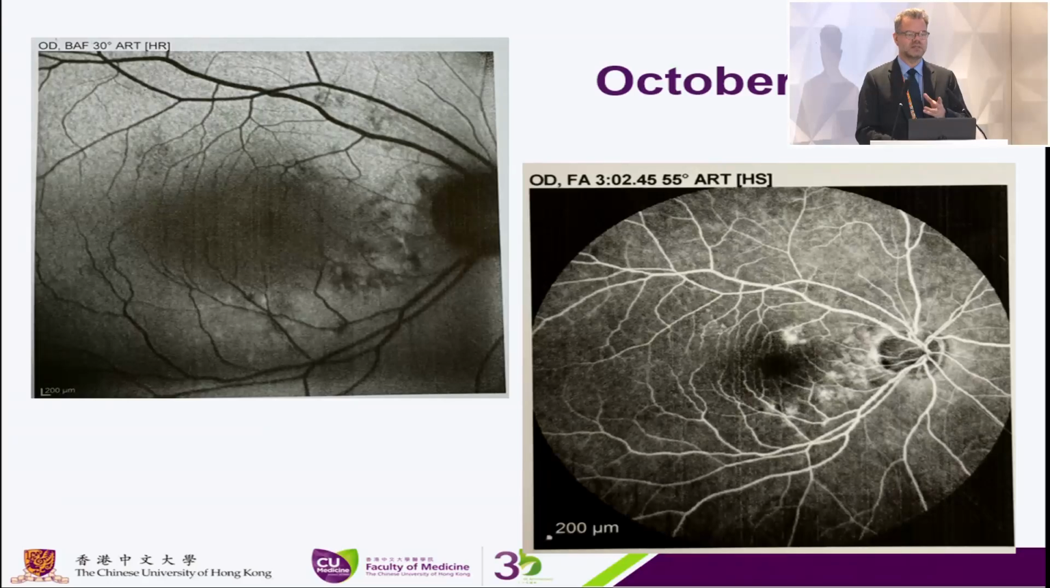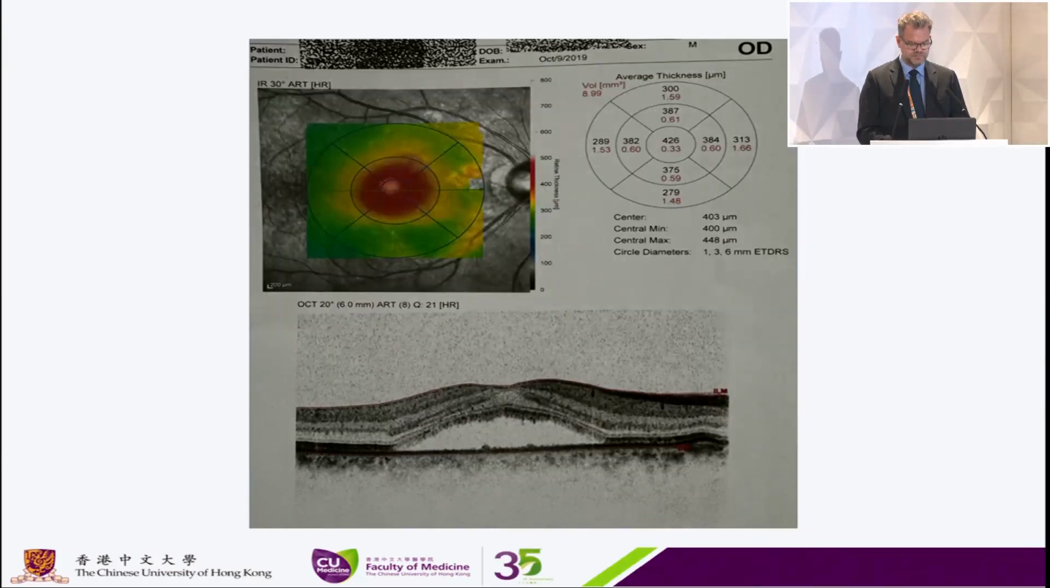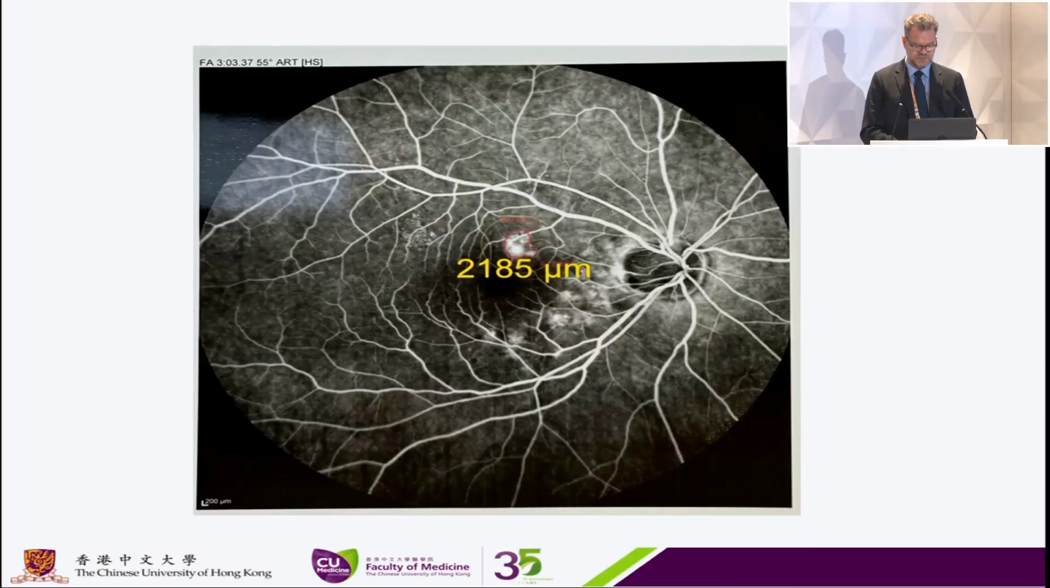And to answer the lady's question from earlier, all these patients had fluorescein and ICG at baseline and before any retreatment. Here's the fluid, 426 micrometers central subfoveal thickness. Here's the spot size if you were interested to do PDT. All these cases had micropulse.